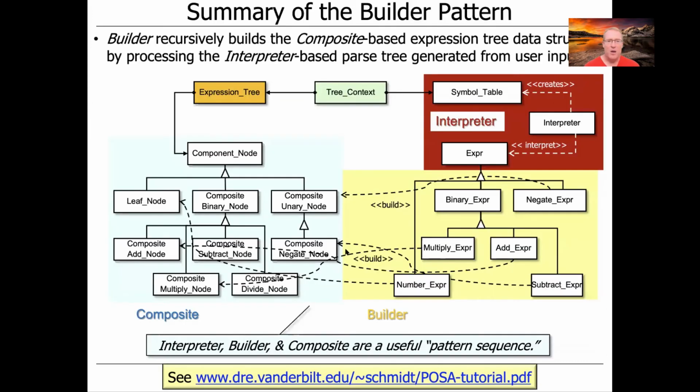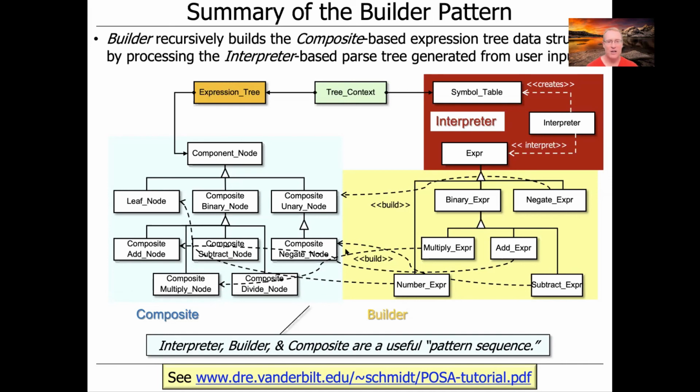So to summarize what we've done here, we have applied the builder pattern to recursively build composite-based expression tree data structures by processing the parse tree that was created by the interpreter. So once again, you can kind of see these patterns don't exist in isolation. They work together in a very convivial way. They like to interact. Patterns are very social. They enjoy dependencies and collaboration and working together. And in fact, this concept of interpreter and builder and composite, along with bridge, by the way, to encapsulate the details of the composite, actually forms something known as a pattern sequence. And we'll talk more about pattern sequences later.